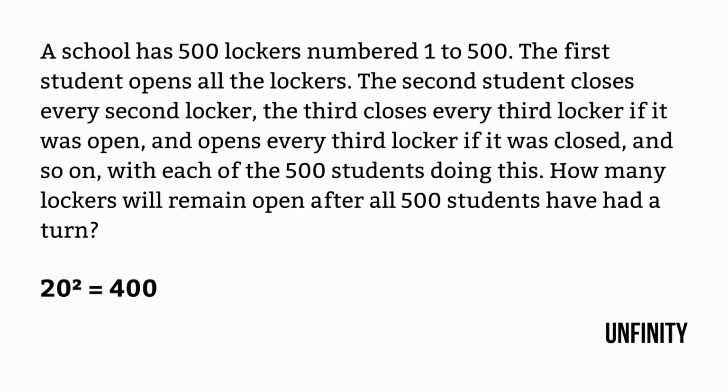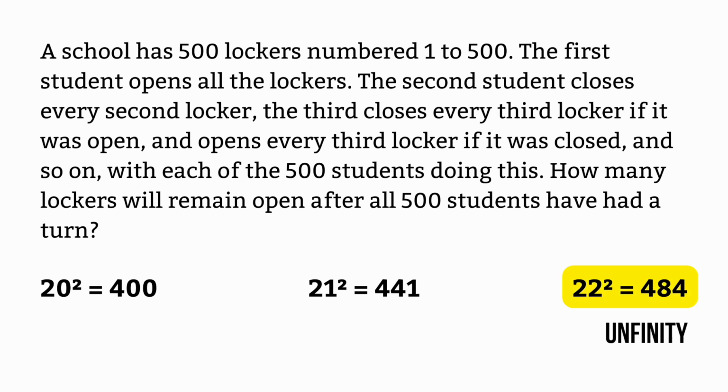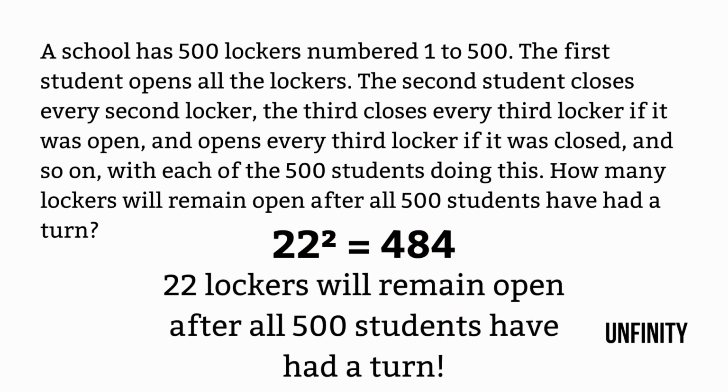We'll see that the square of 20 is 400, the square of 21 is 441, the square of 22 is 484. So the square of 23, which is 529, is going beyond 500. So we'll not take this and we'll just take the square of 22, which is 484, and it comes within the range of 500. Which means that 22 lockers will remain open after all 500 students have had a turn.